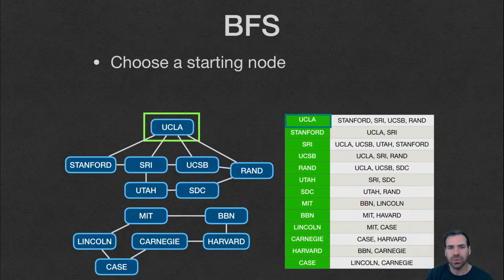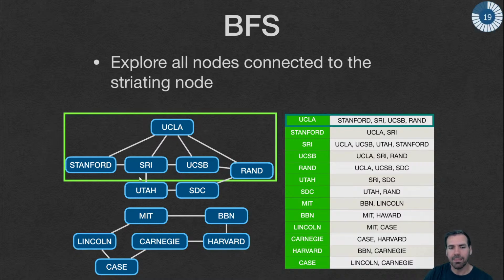It's not going to matter which one you choose. Choose one of them. That's your starting node, and then run breadth first search. So we're going to choose a starting node and then explore all the neighbors of the starting node, neighbors being any node connected by an edge.